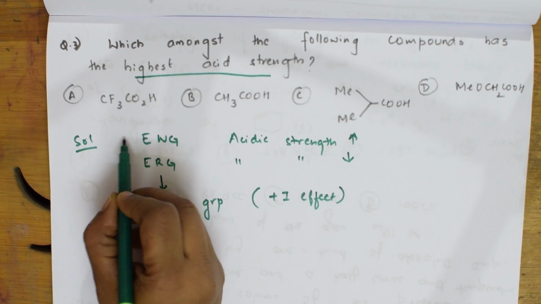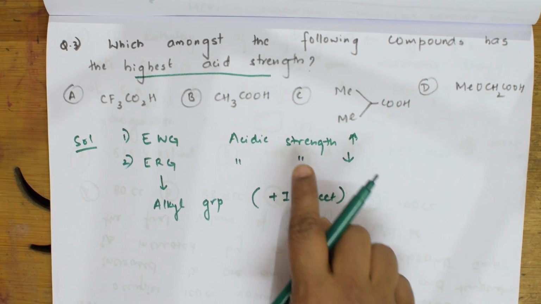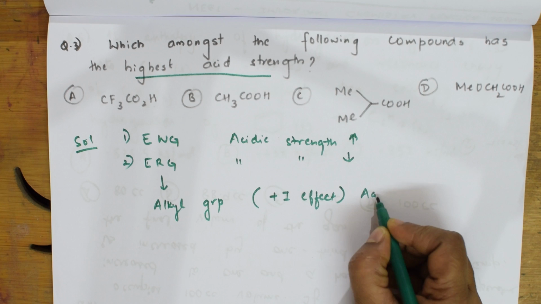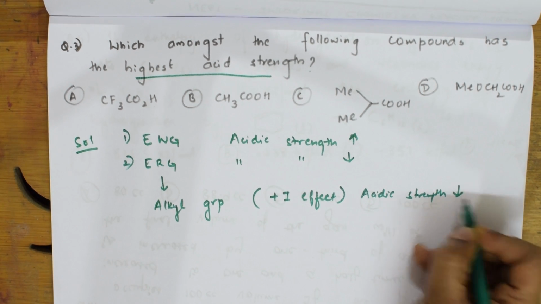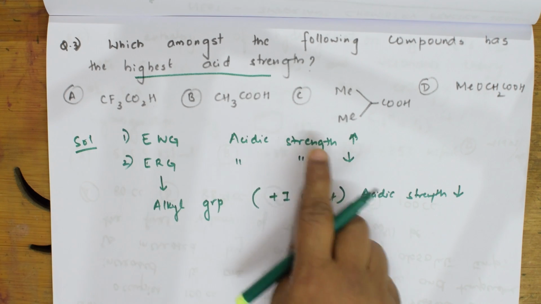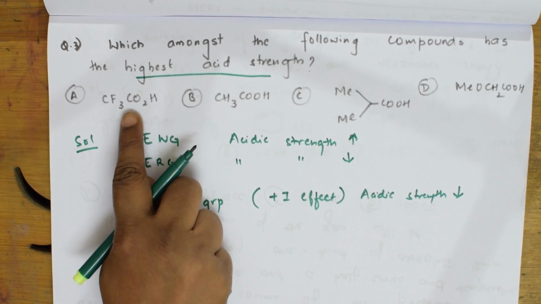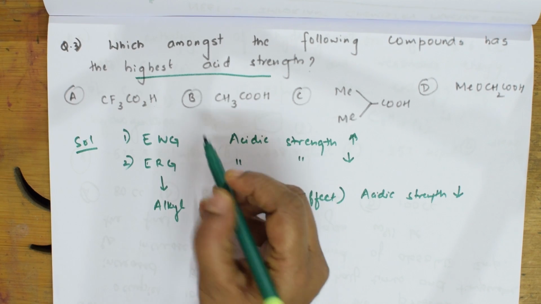So remember this concept. Let us put this as 1, let us put this as 2. So alkyl group is there means acidic strength automatically decreases, because it is electron releasing, right? Now let us come back and see which one has an alkyl group. So in the first compound, is there an alkyl group? Not there. In the second compound, there is an alkyl group here, CH3.